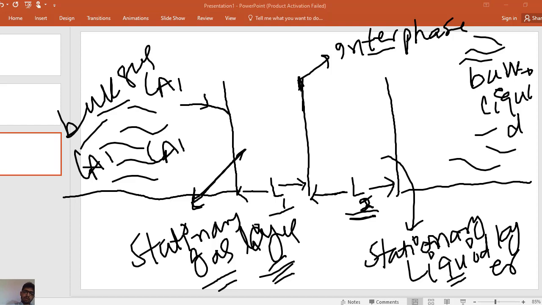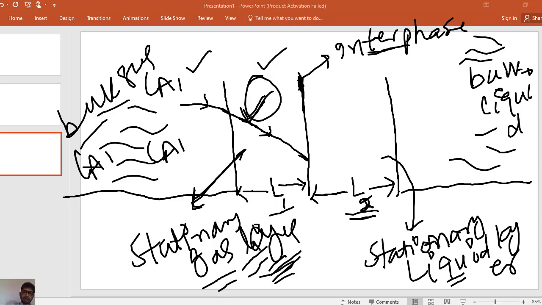In the stationary gas layer, by the diffusional process, by Fick's law of molecular diffusion, component A is transferred to the interface. First component A comes from the bulk region to the stationary gas layer region. Then, by molecular diffusion, component A is transferred in the stationary gas region. The concentration of component A in this region can be determined by Fick's law of molecular diffusion.